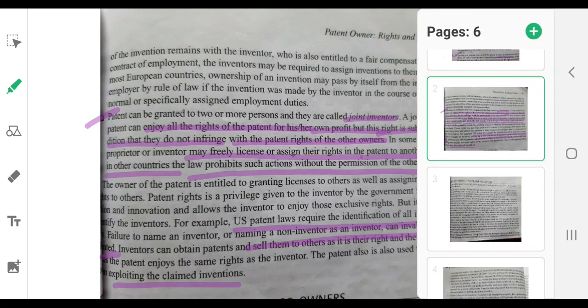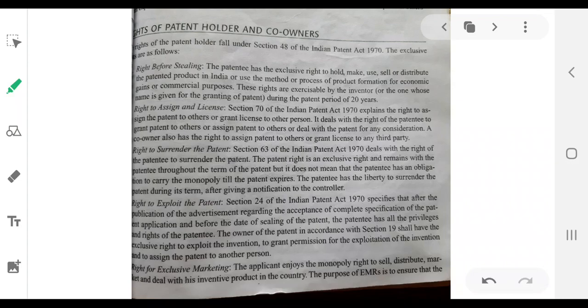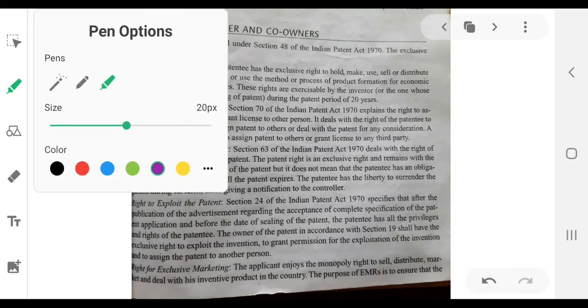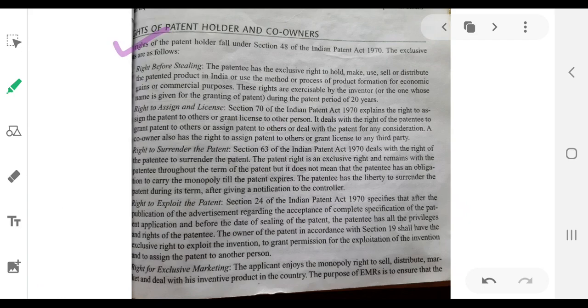Okay. Next we will move on to the rights of patent holders and co-owners. So first is the right of stealing. The patentee has the exclusive right to hold, make use, sell or distribute the patent product in India, or use the method or process of product formation for economic gain and commercial purpose.